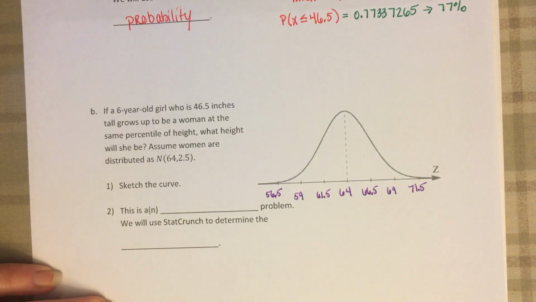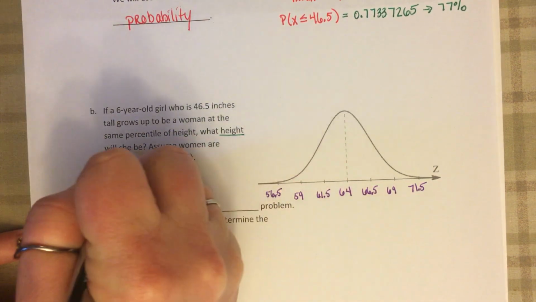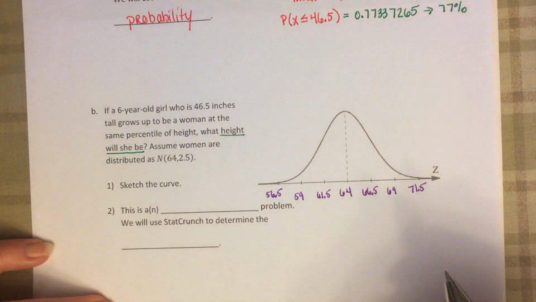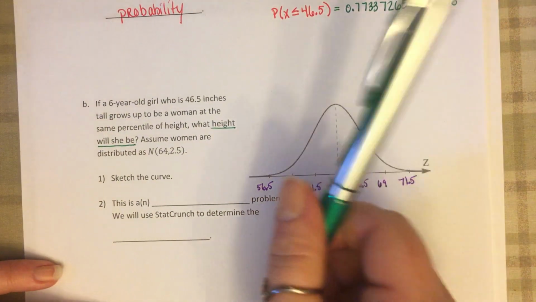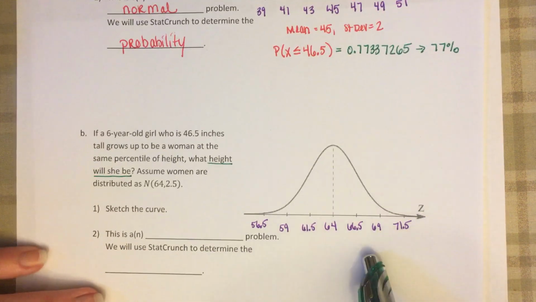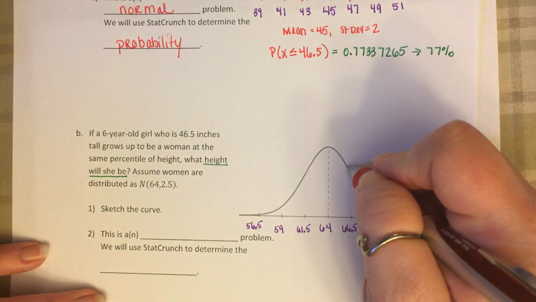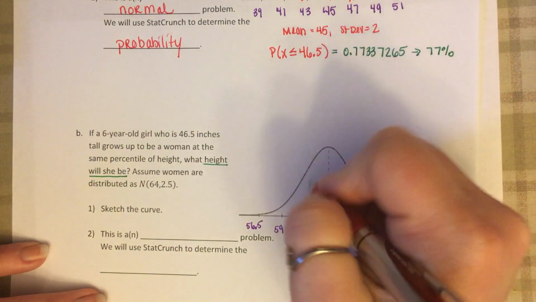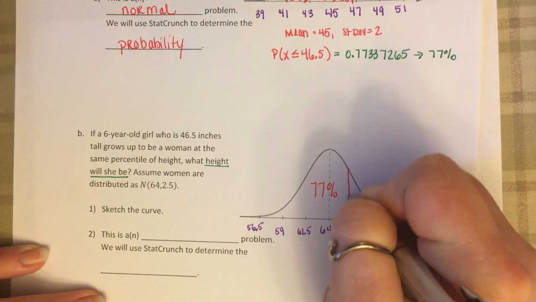Now in this case, we're not asked to find a percentile, we're asked to find a height. What height will she be? Okay. So what we're going to do is we're actually going to use our answer from example A to find our height for example B. Okay. So if we look at this, we're going to draw our picture with about 77% shaded in.